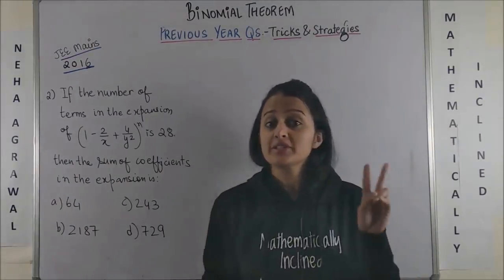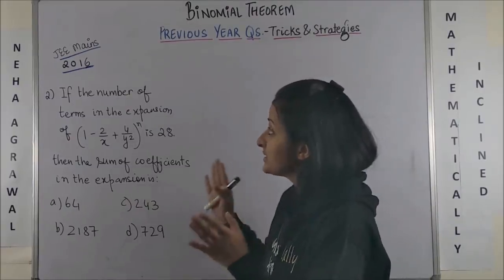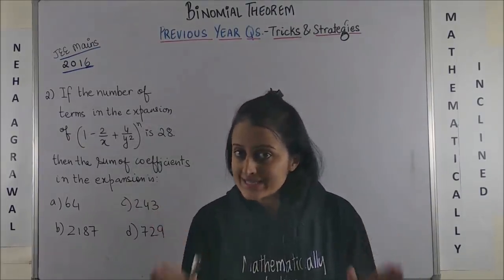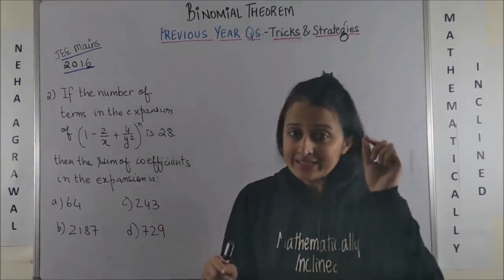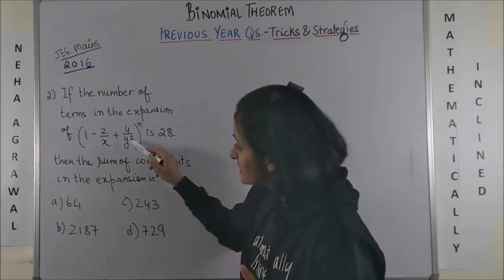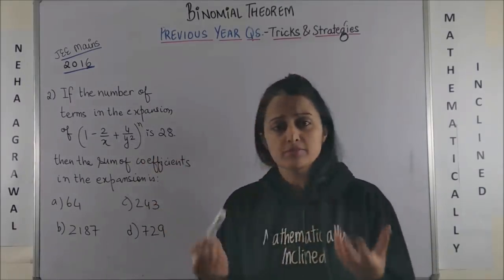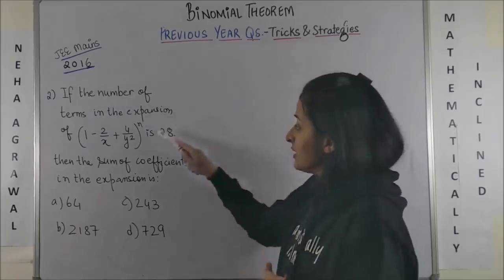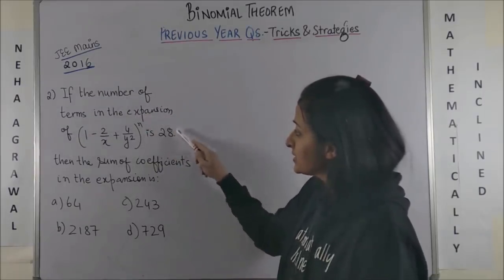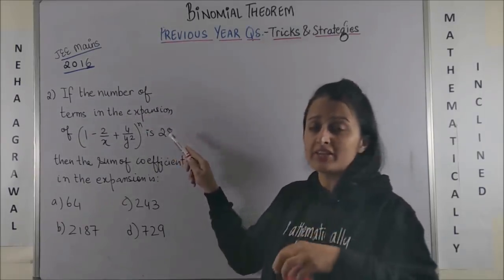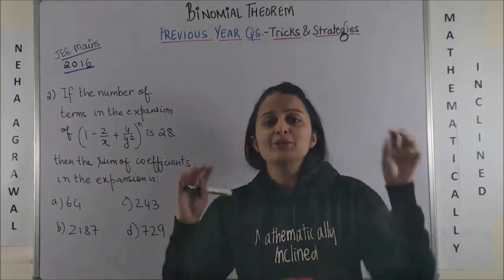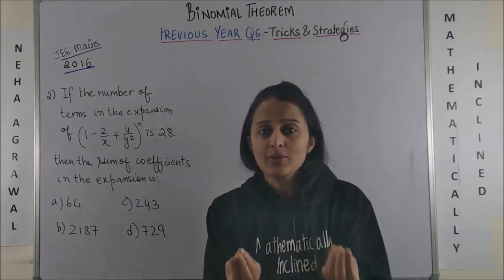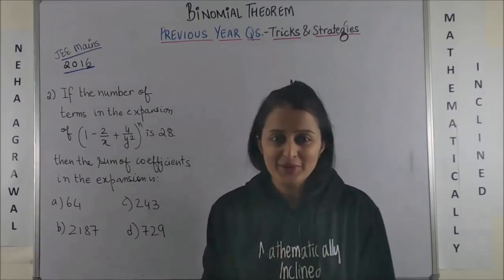Now moving to the second question, which came in JEE Mains 2016, the question had a little error. Now the error was that in place of y square, it was mentioned x square, and somehow we did realize that number of terms in the expansion, which is given to be an even number, didn't match. Anyway, so this was one of the suggested corrections which we go by.